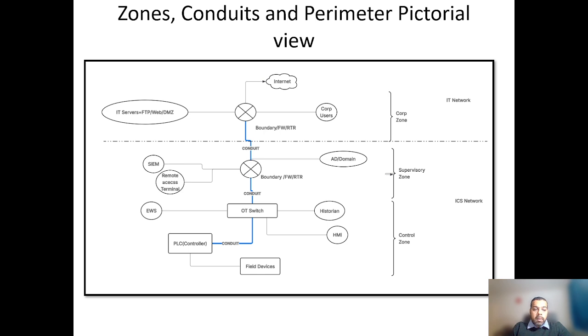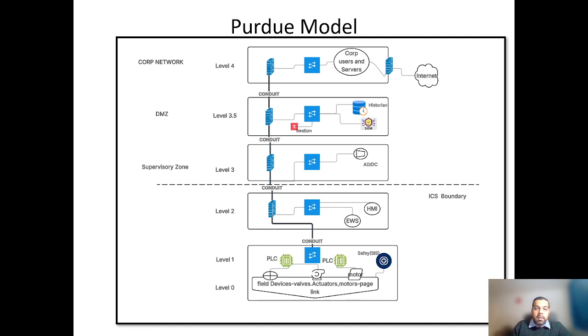But in real deployments, there are often many more zones, many more conduits, and you will always have more boundaries at each of the layers where you have the OT device present. So this is more about zones, conduits, and perimeter. This is a pictorial view.